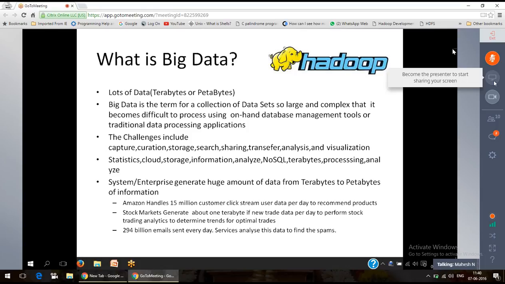So the challenge that always comes across in a real-time scenario is, how do I transfer my current database management system into Hadoop file system? How do I visualize one location to another location?